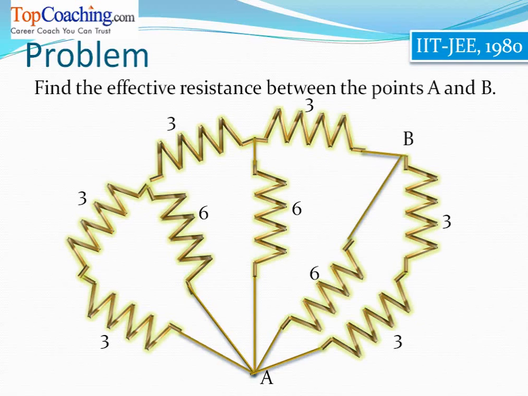This IIT JEE problem related to series and parallel connections was asked in IIT JEE 1980. Find the effective resistance between the points A and B. Okay, this figure looks daunting. There's this point A and there's this point B. We have to calculate the equivalent resistance that can replace all these different resistances shown in the figure. How will we proceed? Well, this question appears complicated, but it is actually quite simple.